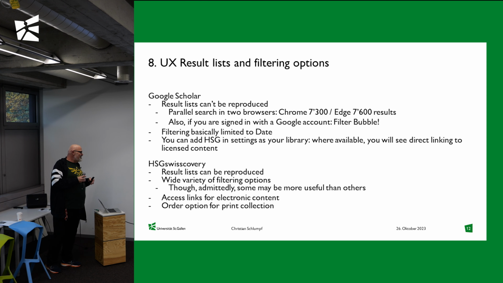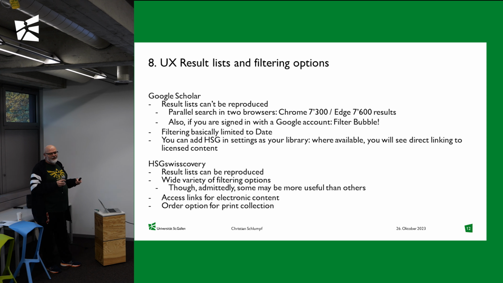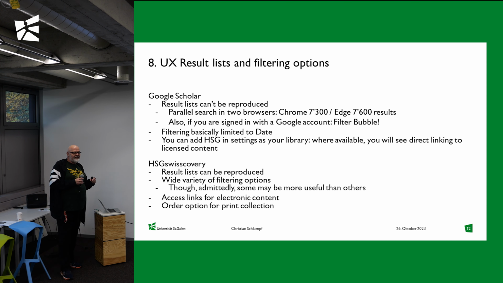When it comes to filtering options, it's very basic, therefore no learning curve. You can filter by date, only the last 2 years, stuff like that. And if you add HSG library in the settings as your preferred library, you will also see direct links show up in the result list to licensed content. We share the holdings of our electronic journals with Google, so they can put those links where possible.